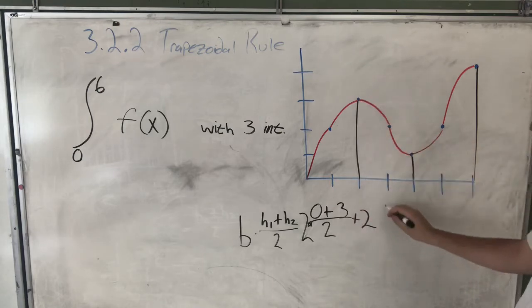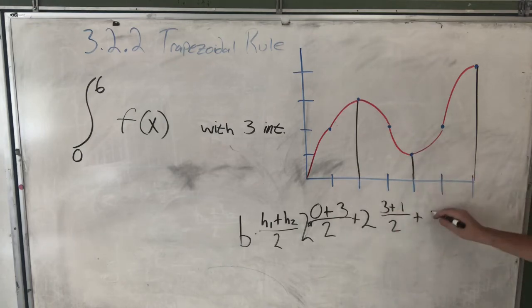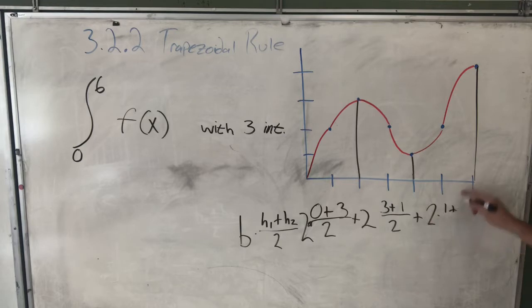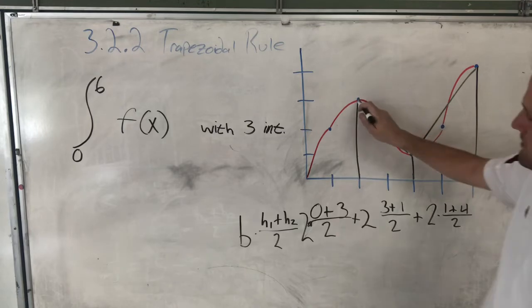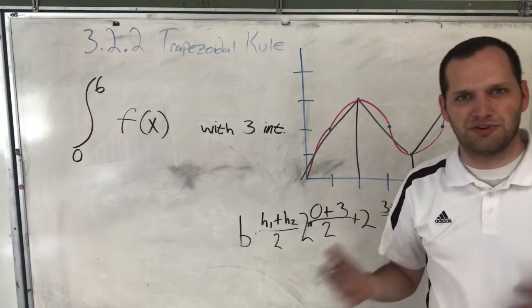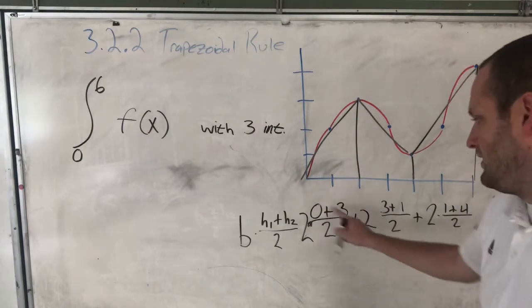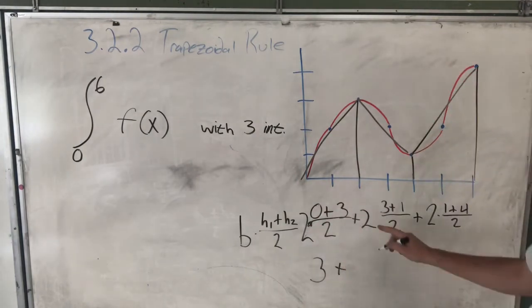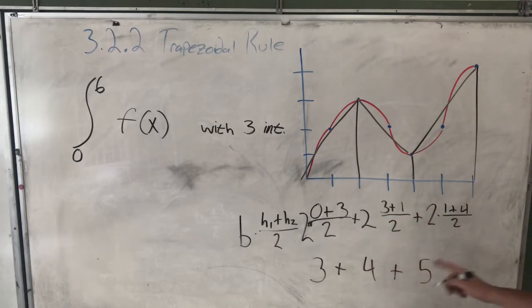Height 1 is 3 plus 1 over 2 plus 2 times 1 plus 4 over 2. Okay, this is approximating roughly the area. Isn't this going to be a little bit more accurate than just using a left or a right approximation? Oh, heavens, yes. So here we go. This is going to equal 3 plus 4 plus 5.